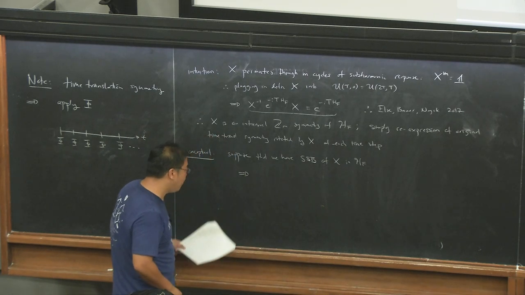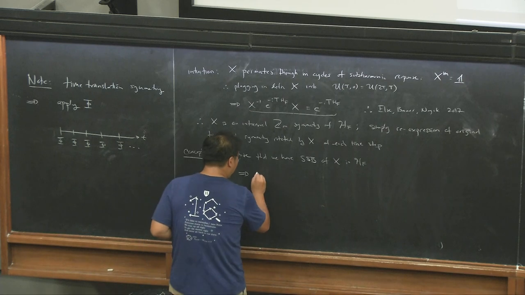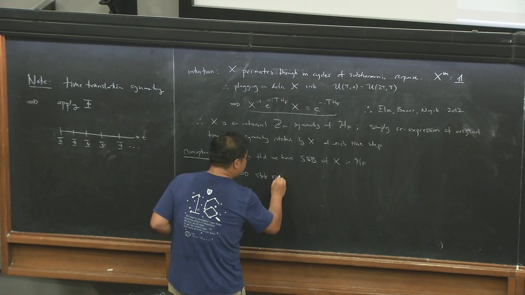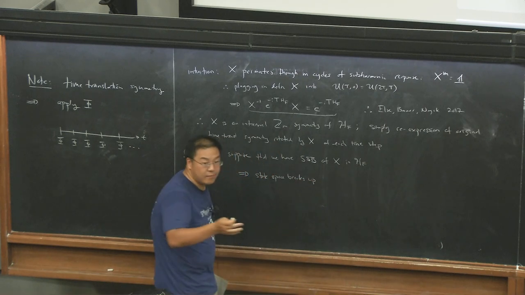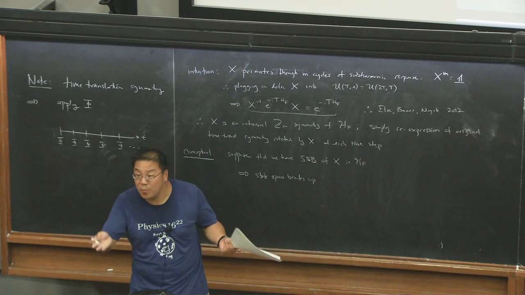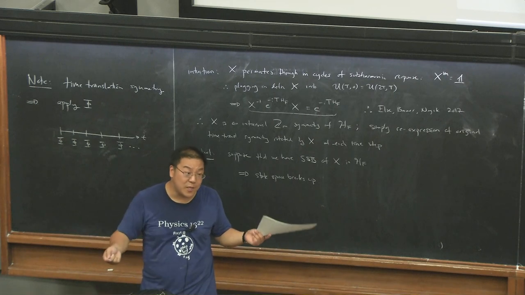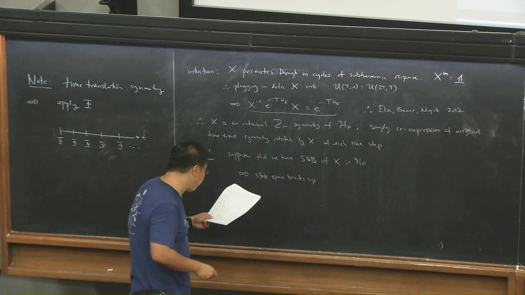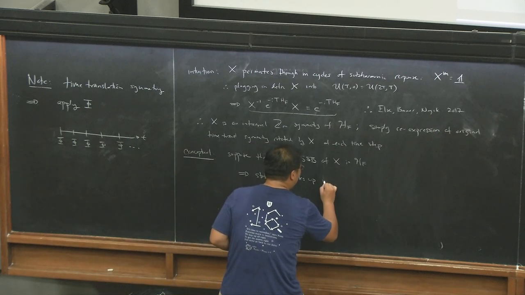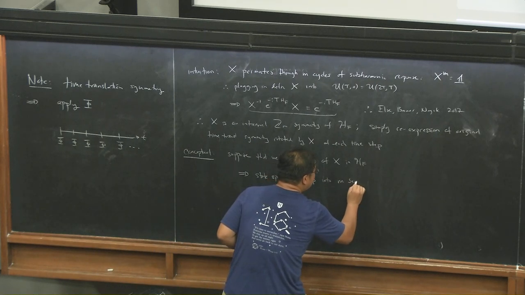By definition, what we have in this case is that the state space breaks up. If you were breaking a discrete ZM symmetry, you'd expect there to be m different ground states. That's what I mean by the state space breaks up into m sectors.